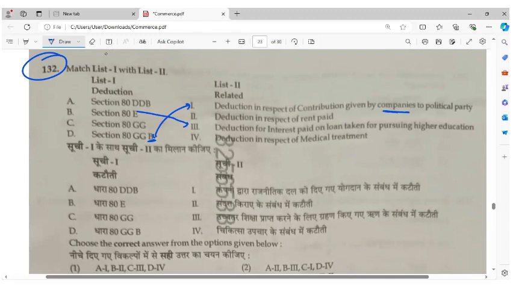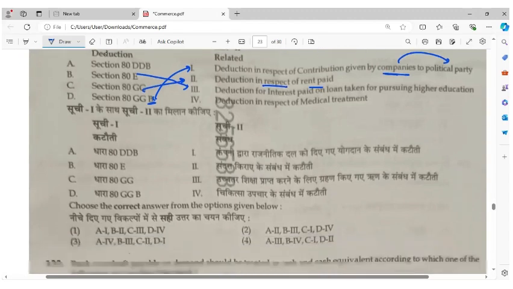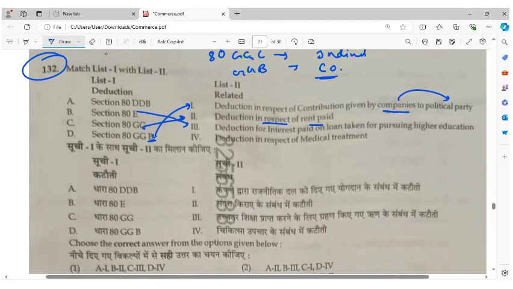If the individual contributes, then 80GGC is for the individual. And for the company, as we have already discussed, 80GGB is for the company if they are contributing to the political party. And after that, deduction for rent paid, we have discussed, that is 80GG. So we can easily mark this type of question, 132, with option number 3.